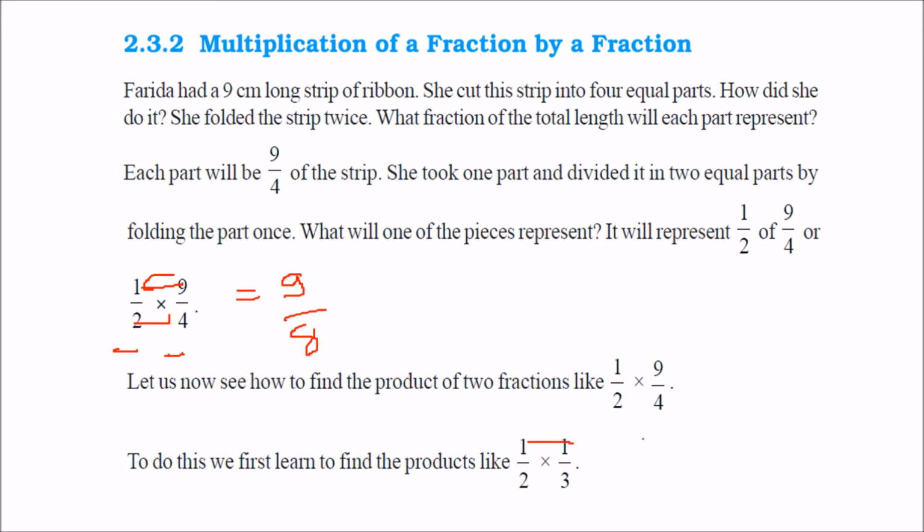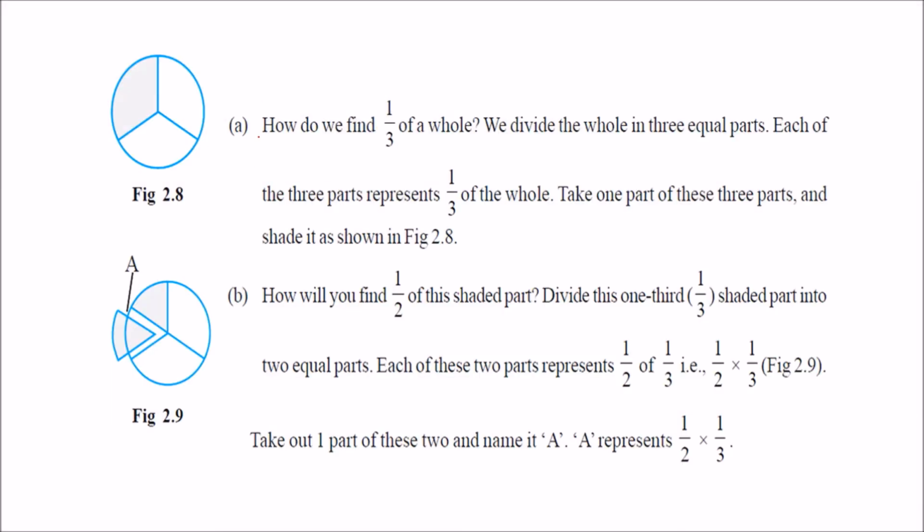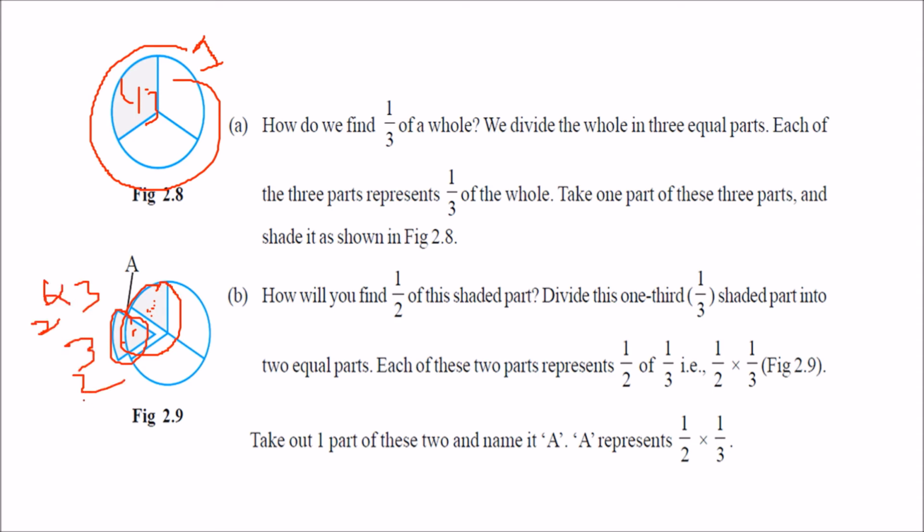Just consider this. You are taking this part. If this is 1, this will be 1 by 3. This is half of 1 by 3. This is the 1 by third part, this is half of 1 by 3. Let me tell you, not 3 by 2. This is half of 1 by 3. This is 1 by 6th part. So this is 1 by 6th part.